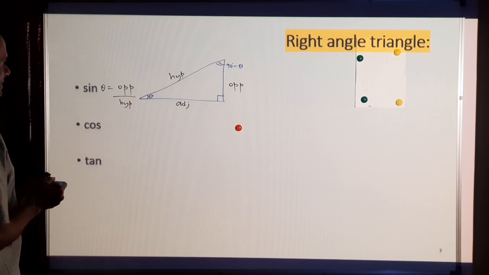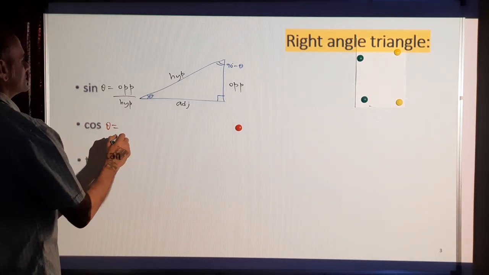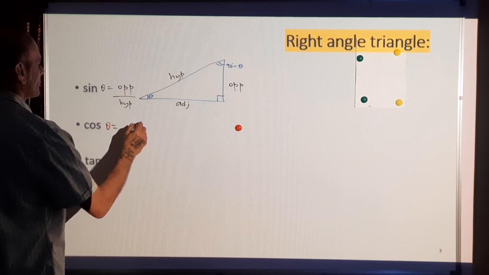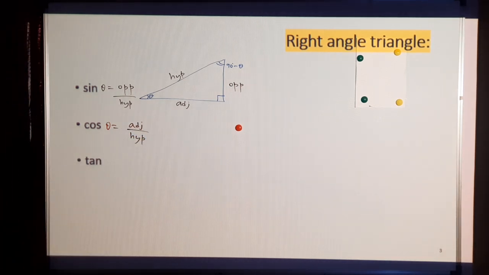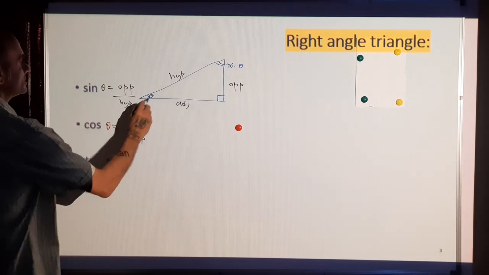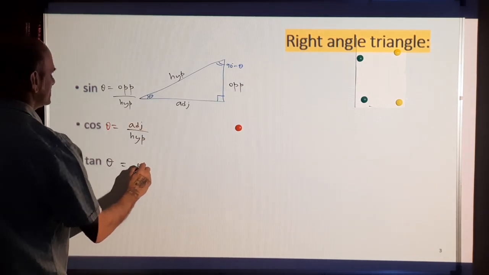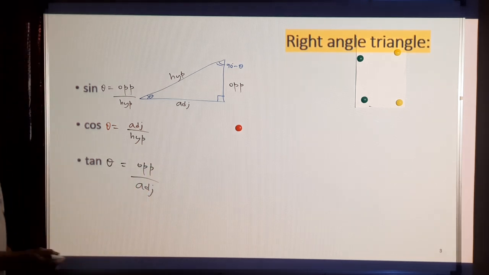And cos of the angle theta is defined as adjacent by hypotenuse. This is the definition. And the third ratio is the ratio of these two. So tan of the angle theta is defined as opposite by adjacent.